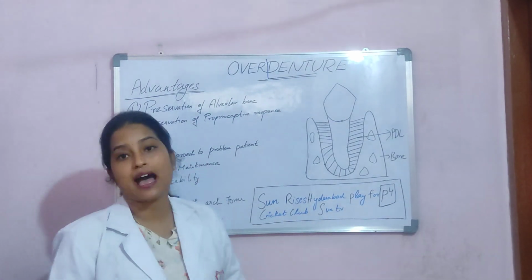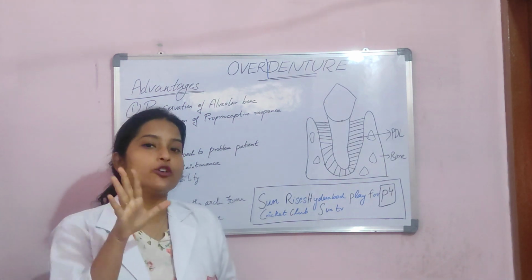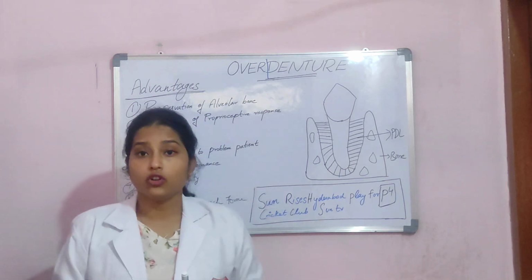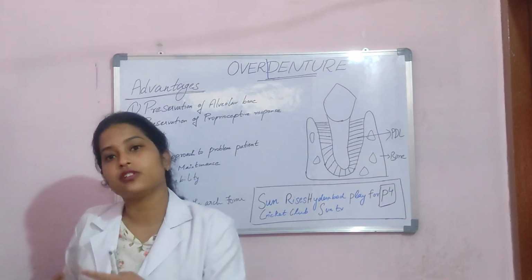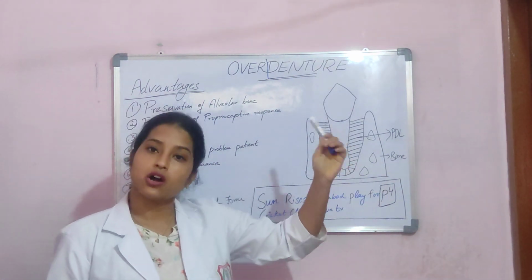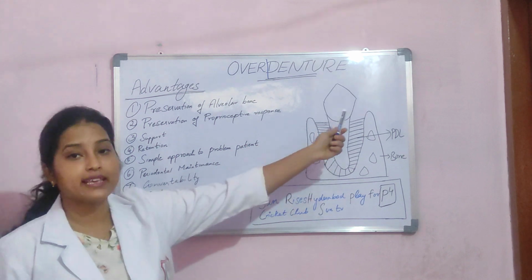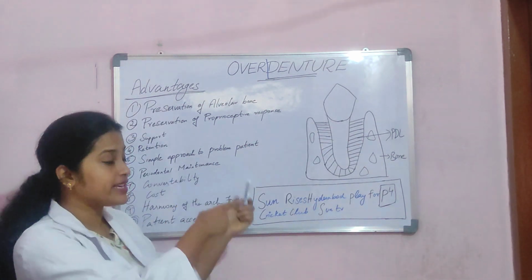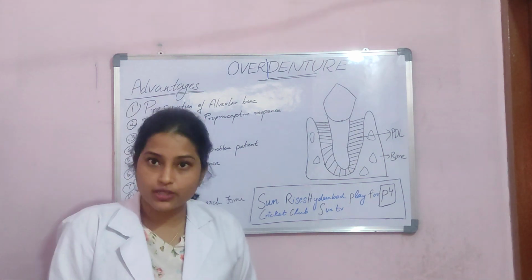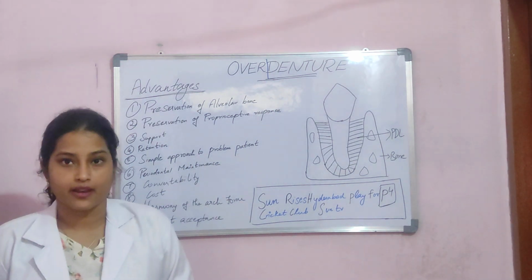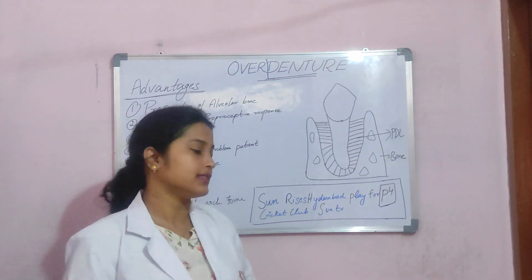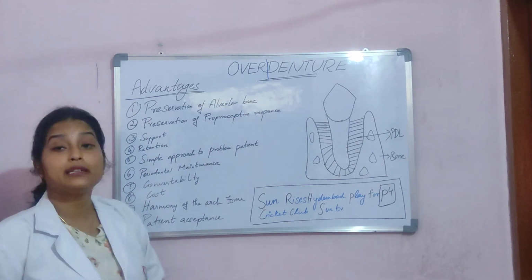Next is periodontal maintenance. For patients having overdenture, the anterior teeth are usually preserved compared to the posterior teeth. Why? Because anterior bone loss is faster than posterior bone loss. To preserve the anterior bone, mostly the anterior teeth are preserved. And since we are preserving the anterior teeth, the accessibility of these teeth to oral health care is easy. So if the patient is following vigorous oral health care, then the periodontium of these teeth can be maintained in optimum health.